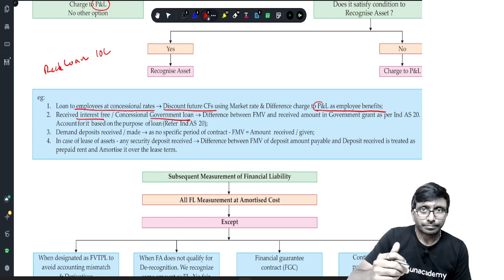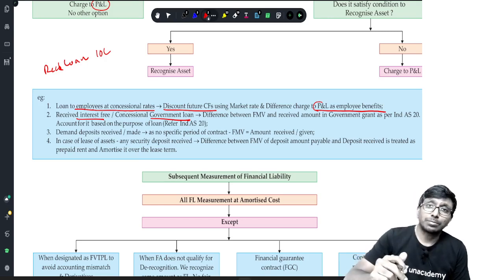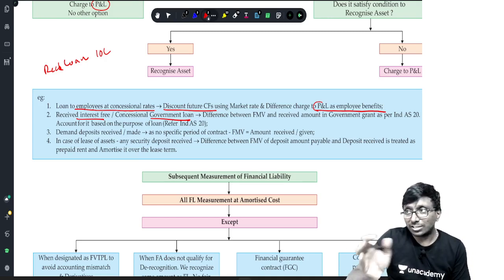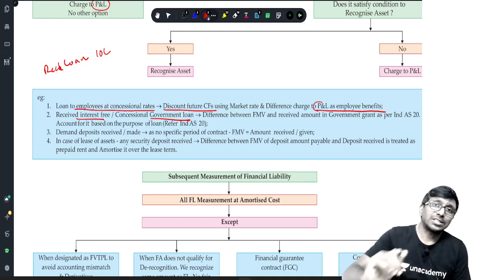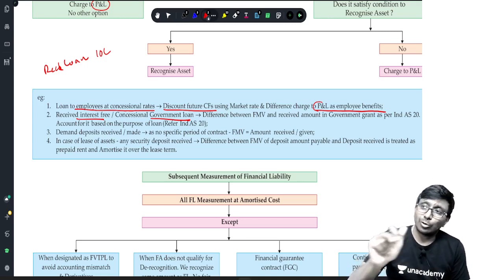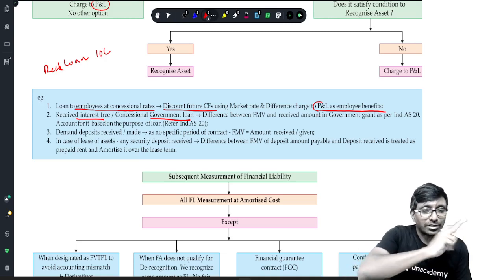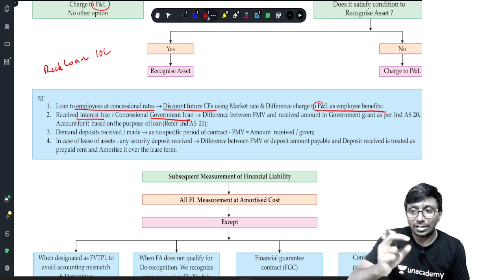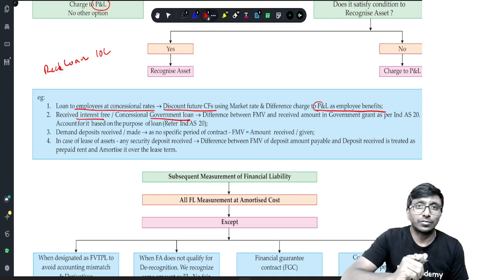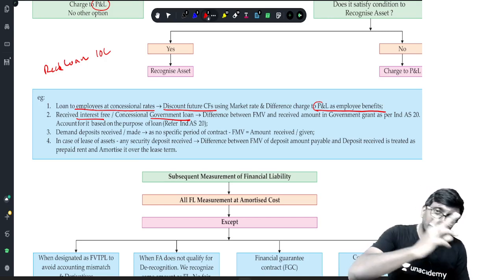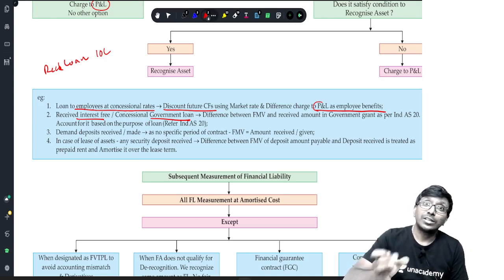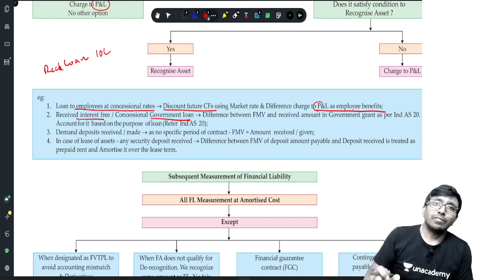First of all, if the loan is given for the purpose of, what do you say? If you say, sir, this loan is given with which I am supposed to purchase a machine, a depreciable fixed asset, then the loan is attributable to a machine. Either you can deduct the difference amount from the cost of the fixed asset, or you can show it as a deferred government grant, which you have already discussed in the Ind AS quick revision, which is already available.